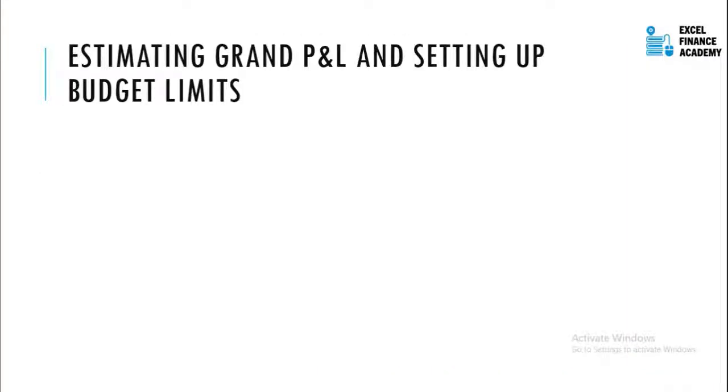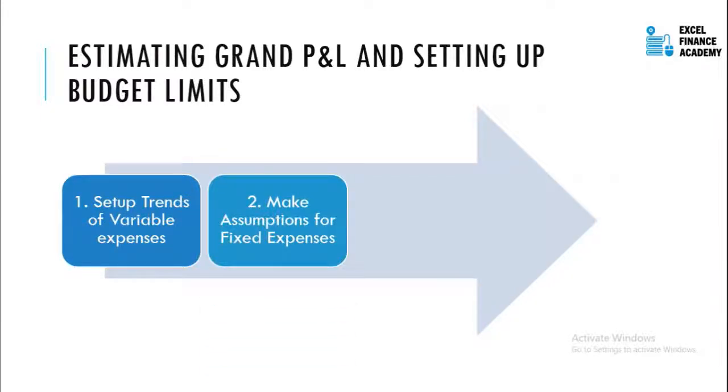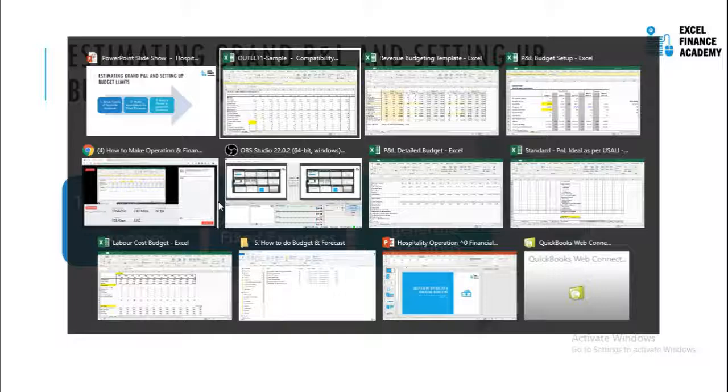Yeah. So that was the second step that we discussed: estimate the grand P&L and set up the budget limits. So here you are setting up the trends for variable expenses, and then you are going to make some assumptions for your fixed expenses, for example labor or utilities. How much percentage is going to increase? And then you are going to build a model for scenarios. Scenario, yes, that's right. Scenario.